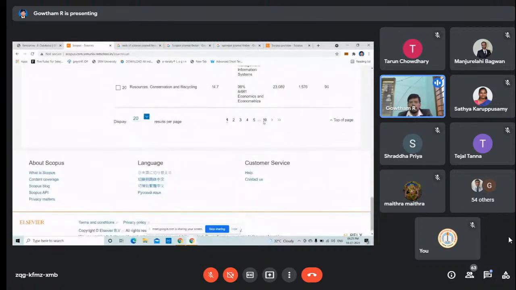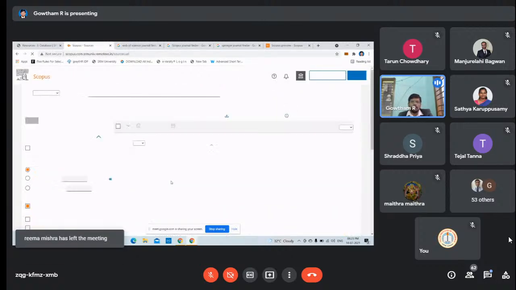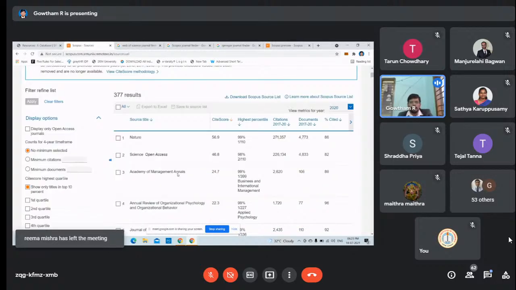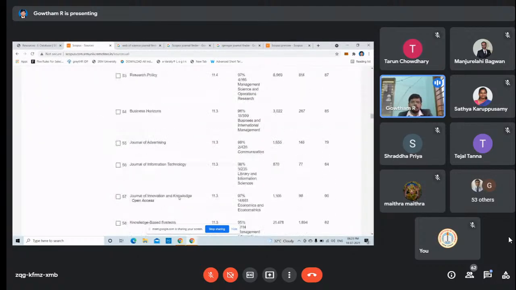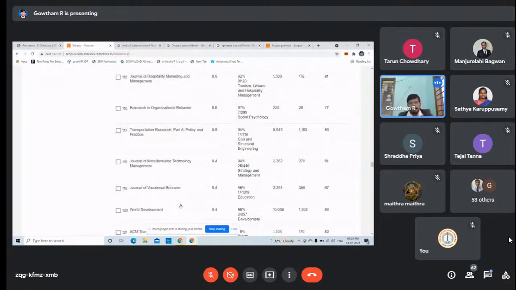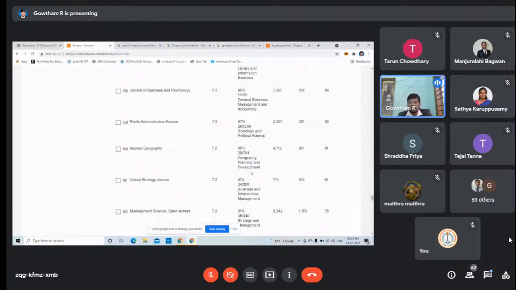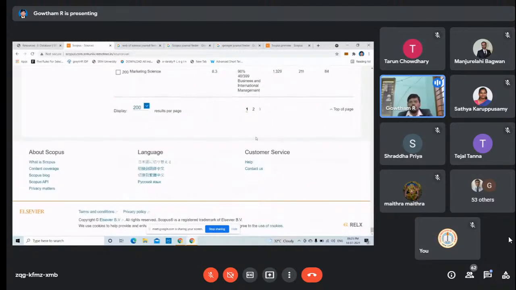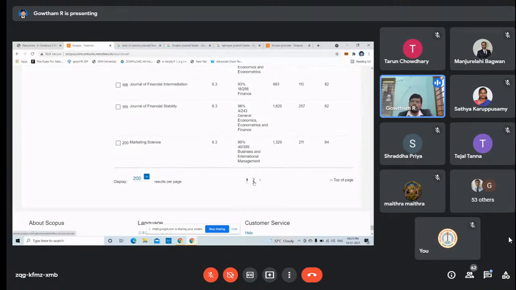Say for example, sir, this is going for 19 pages. How can I check every time one by one? It is a very difficult task for me. So see here, it is showing display 20. You can click it on 200. So in a single page, you will get around 200 journals. This will confine you to only 2 pages, so you need not click on next pages. Previously we saw 19 plus, now it has reduced to 2 plus.